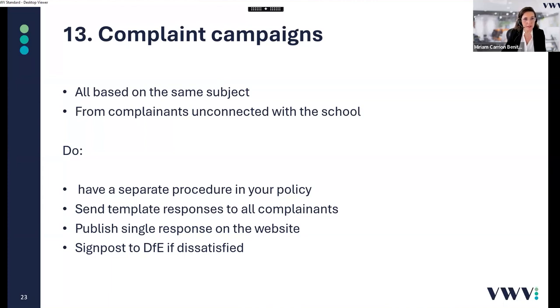There is nothing in the regulations or the guidance telling us how you are to establish what sort of procedure you need to have for complaint campaigns, but what is clear is that you need to have a procedure, whatever that is, for considering complaint campaigns, for example, in relation to large petitions, etc.